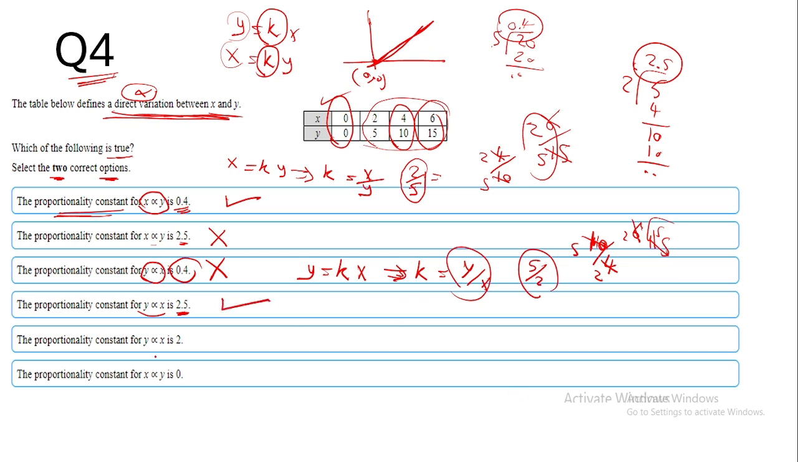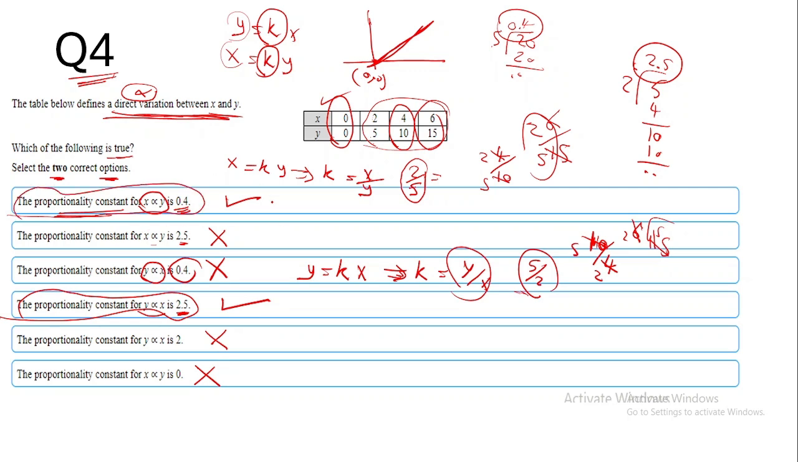Okay, now the proportional constant for y proportional to x is 2. Of course, this will be a wrong answer. We already checked this. And the proportional constant for x, y is 0. It will never be 0. So the answer is this one and the first one.